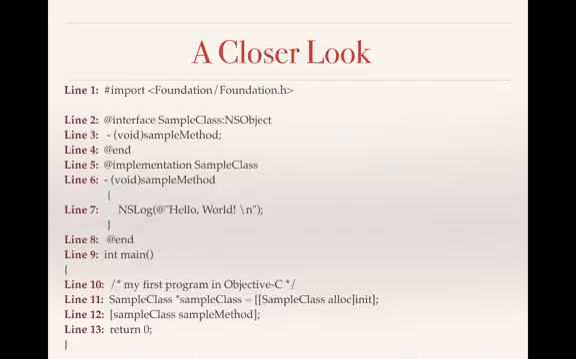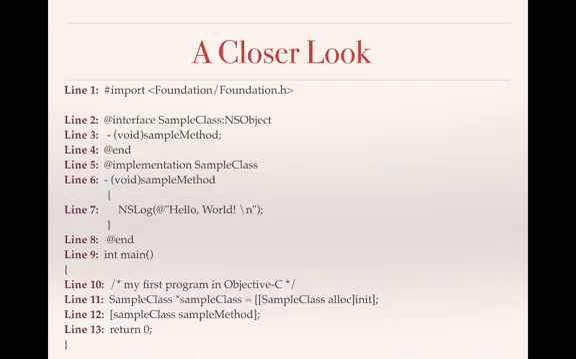And then line 10, this is another way that you can write comments. So you have slash, asterisk, and then you write your comment, and then asterisk, slash. Line 11, here you're allocating an instance of the sample class, right? Note that the instance variable is named sampleClass using camel case. Line 12, the sampleMethod is being called by the sampleClass instance.